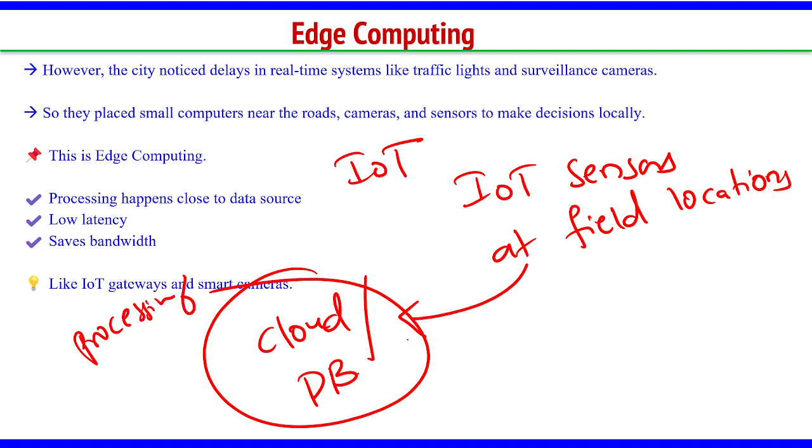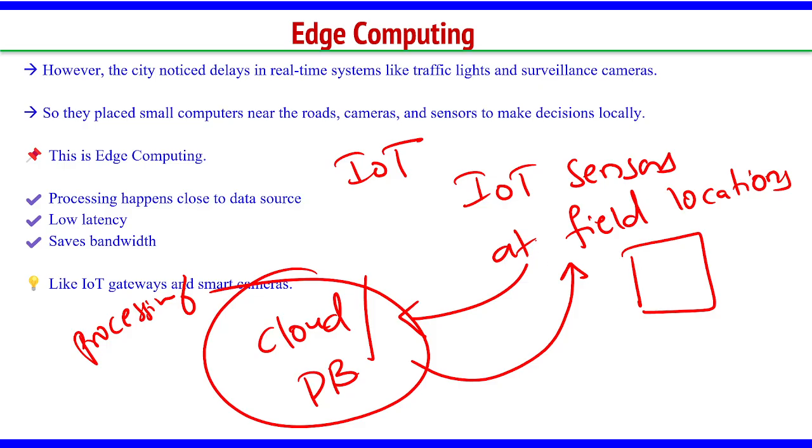Processing means I am running some algorithm, calculating some price, or doing some computation, and then giving a response back to the same IoT device. Let's say this IoT sensor was in some fridge. After a certain time I have to stop its power, I have to stop that refrigerator. So that is the action I am taking.